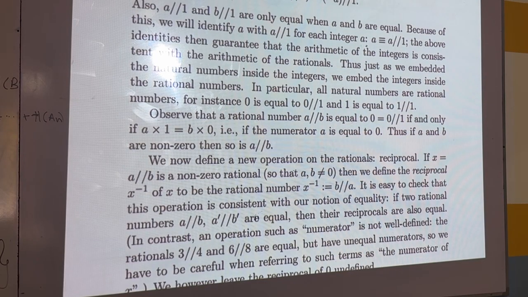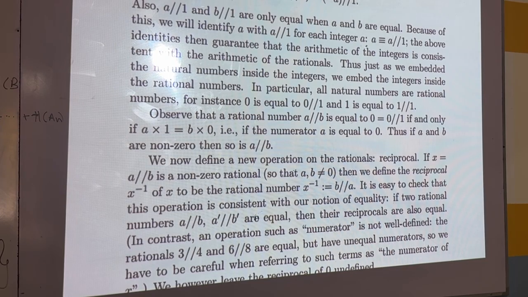We now define a new operation on the rationals: reciprocal. These are for rational numbers. If x is equal to a double line b is a non-zero rational, so that both a and b are non-zero, then we define the reciprocal x inverse of x to be the rational number b double line a.